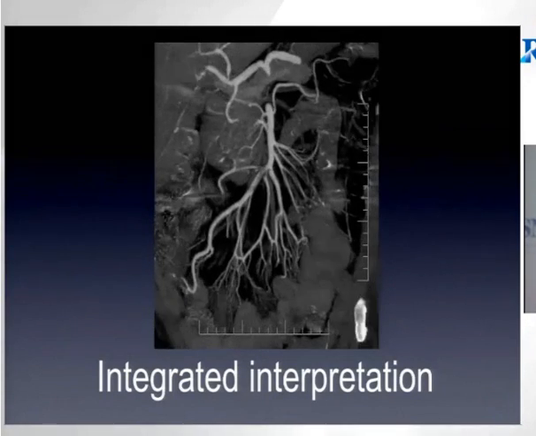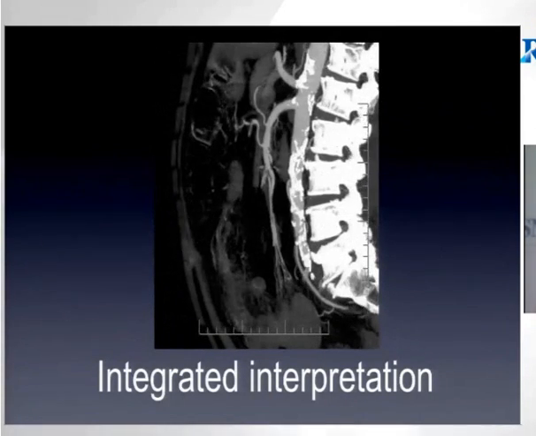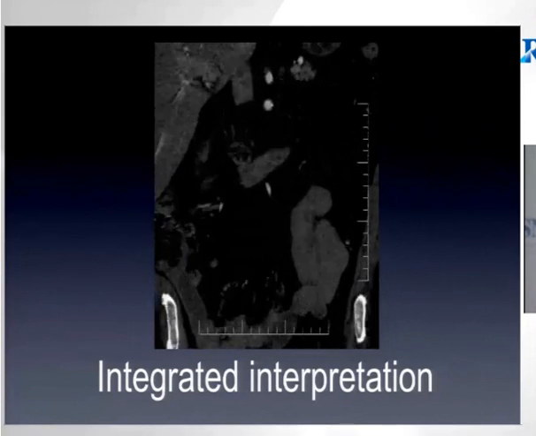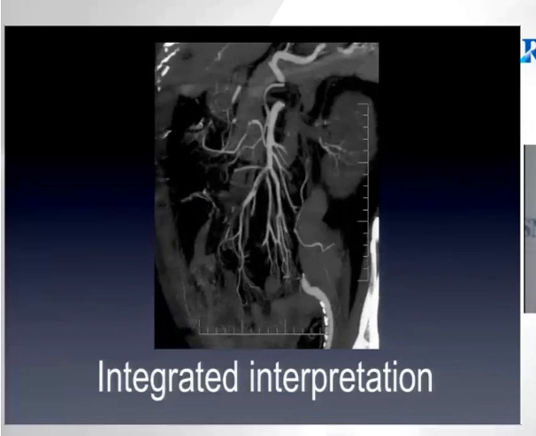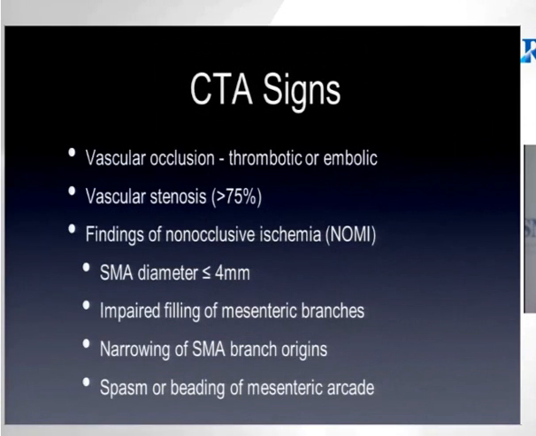I like to spin the slab around, take a look at the lateral aortogram view in particular to look for any proximal disease, and if there is something there, then I'll drop a curved planar reformation down it to estimate a degree of stenosis. What we're actually looking for on the CTA are vascular occlusions, be they thrombotic or embolic, a significant stenosis, and really for these cases, we're talking about a stenosis of greater than 75%, or findings of non-occlusive ischemia. And those are an SMA diameter of less than or equal to 4 millimeters, impaired filling of mesenteric branches, narrowing of the SMA branch origins, or spasm or beading of the mesenteric arcade.